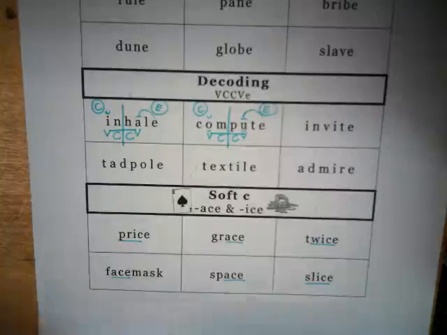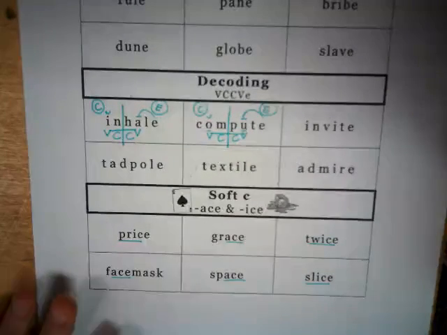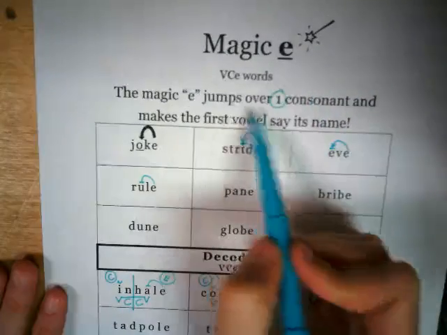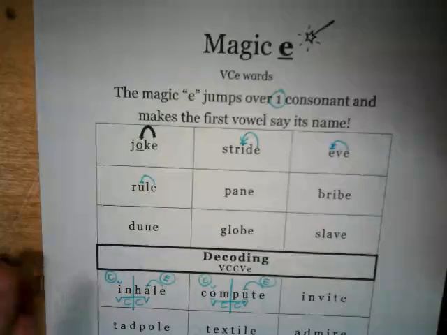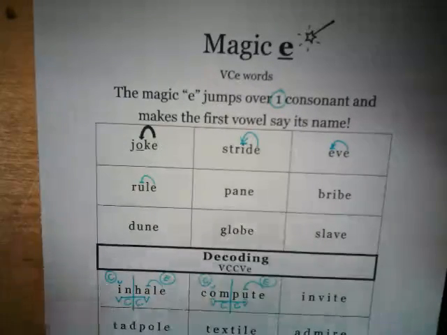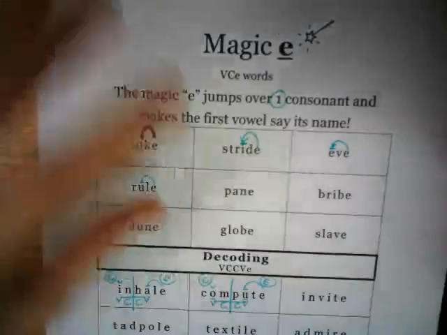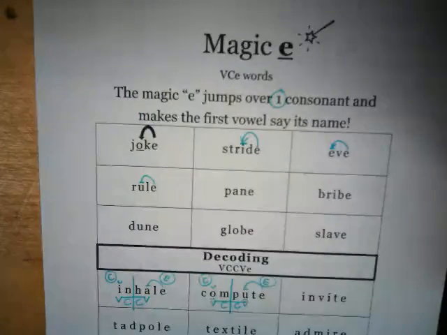So just be on the lookout for that pattern as that comes up because we're going to see magic E. But that is magic E. Remember, it can only jump over one consonant to make that first vowel say its name. And we don't refer to it as silent because it has a job. But we do not tap that E because it's not saying anything after it does its job.